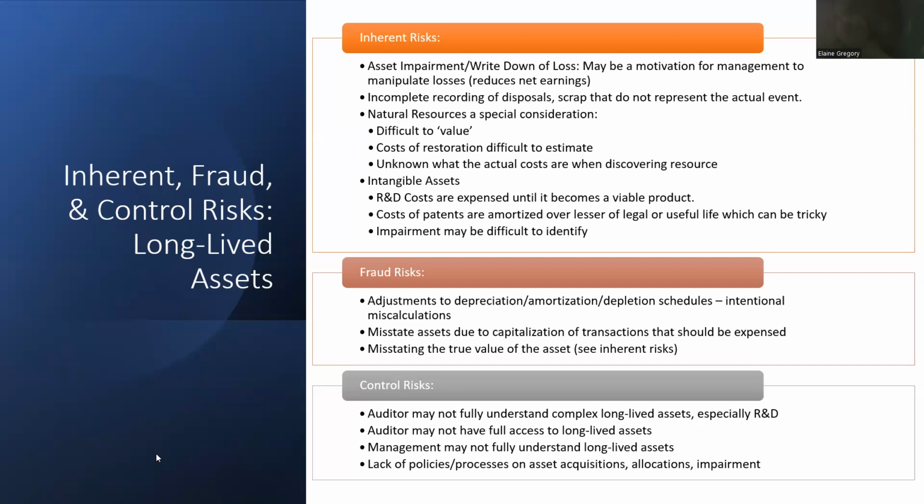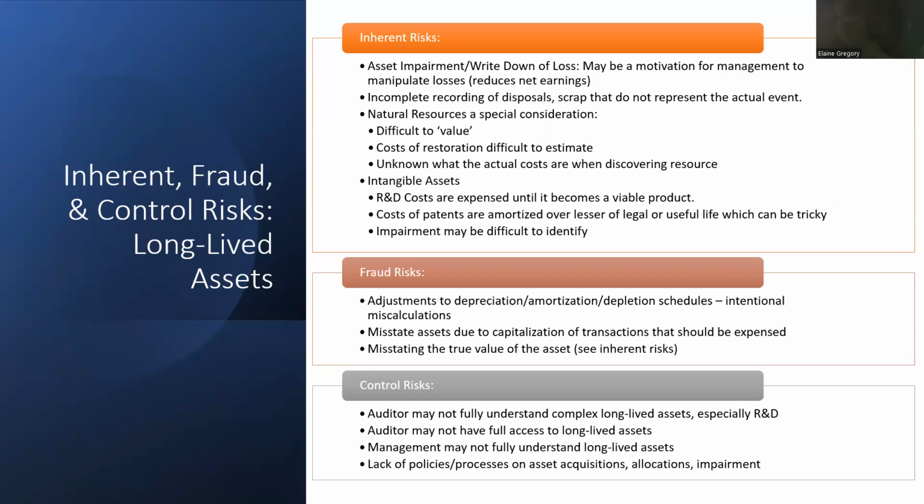Fraud risks. Some of the fraud risks are incorrect adjustments or miscalculations to depreciation, amortization, and depletion schedules. There could be intentional miscalculations. There could be omissions of years, which can cause the misstatements to be in error. There could be a misstatement of assets due to capitalization of transactions that should be expensed.